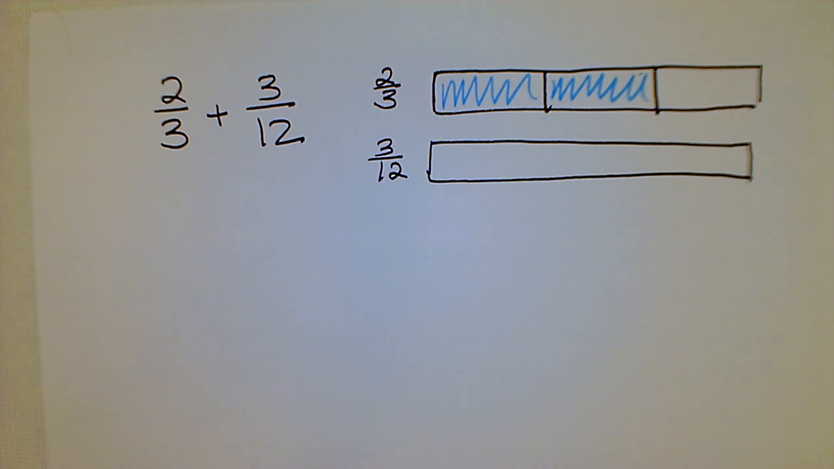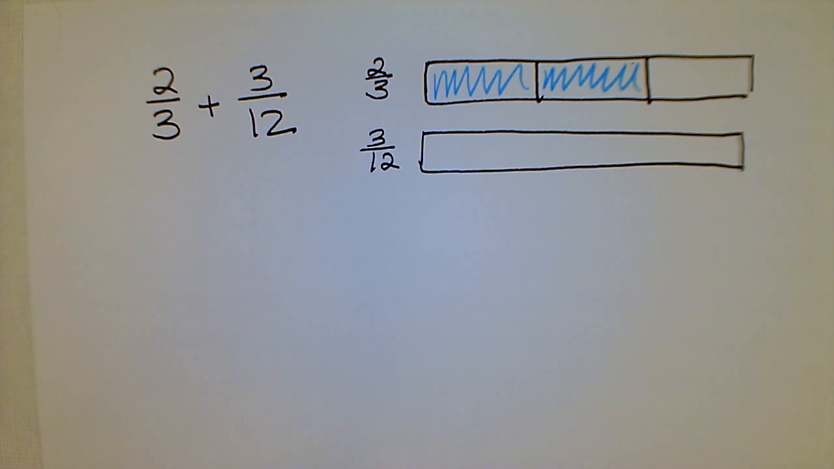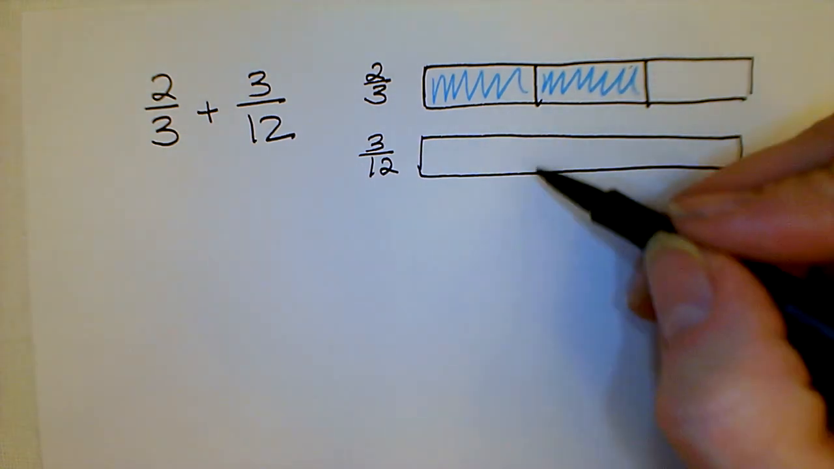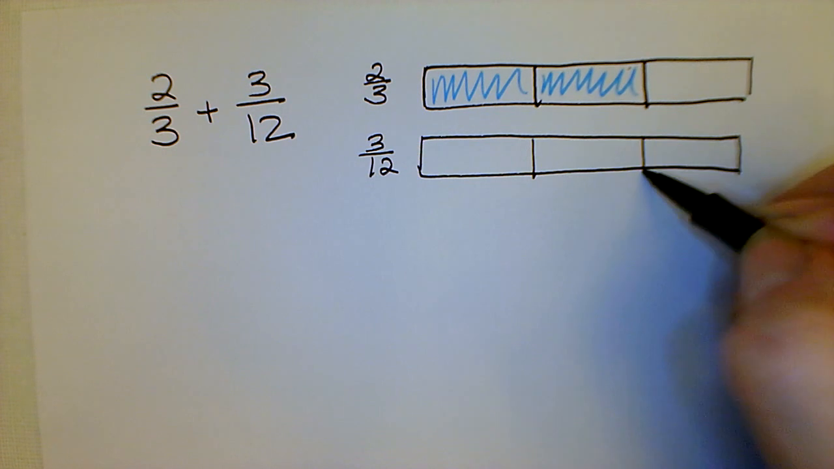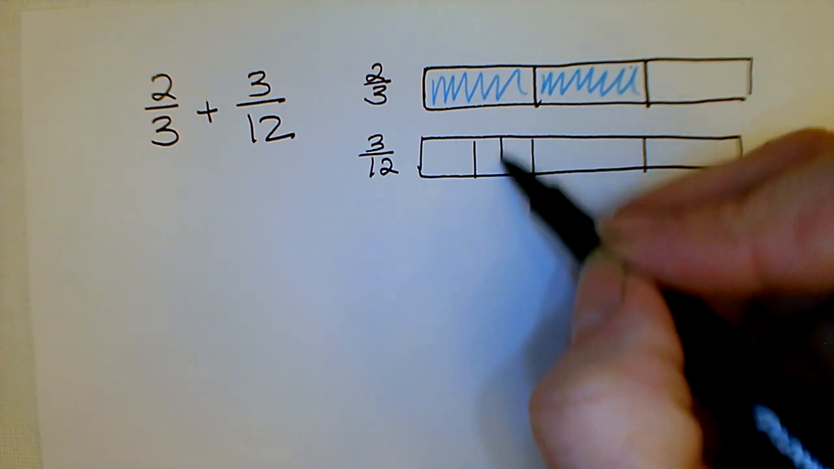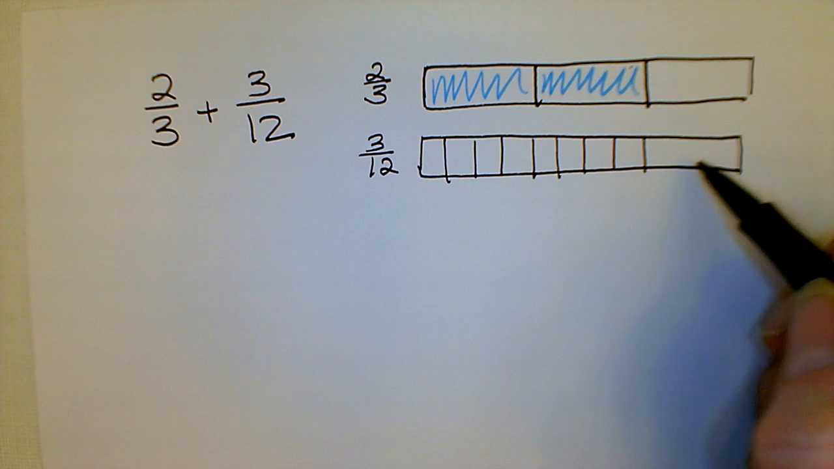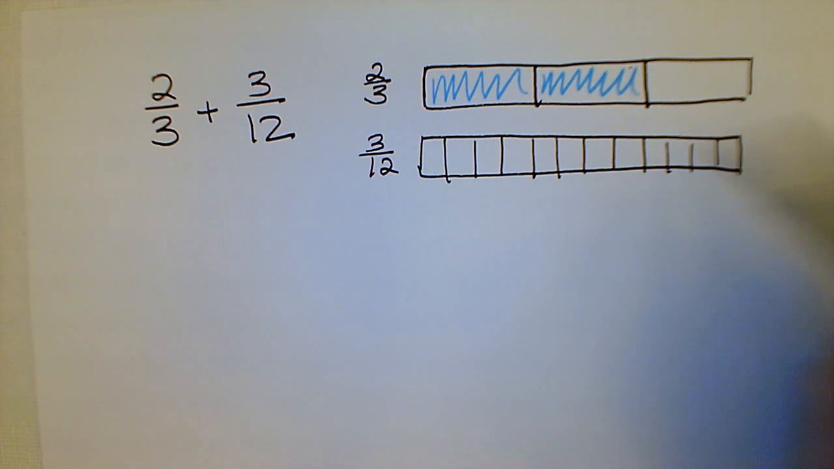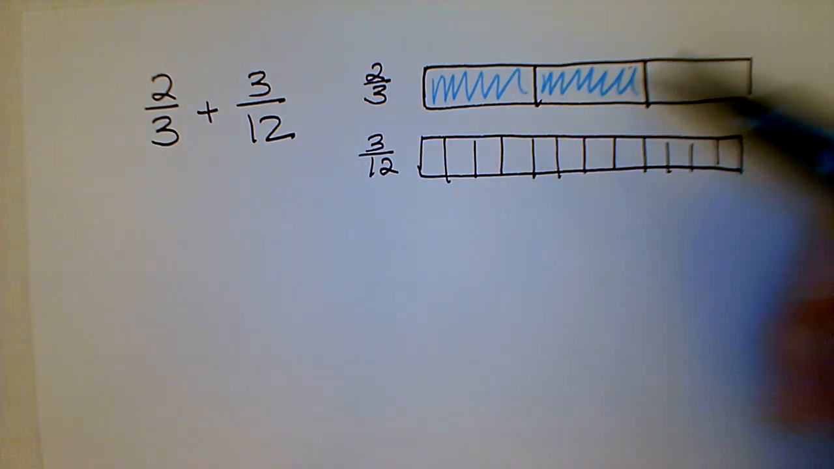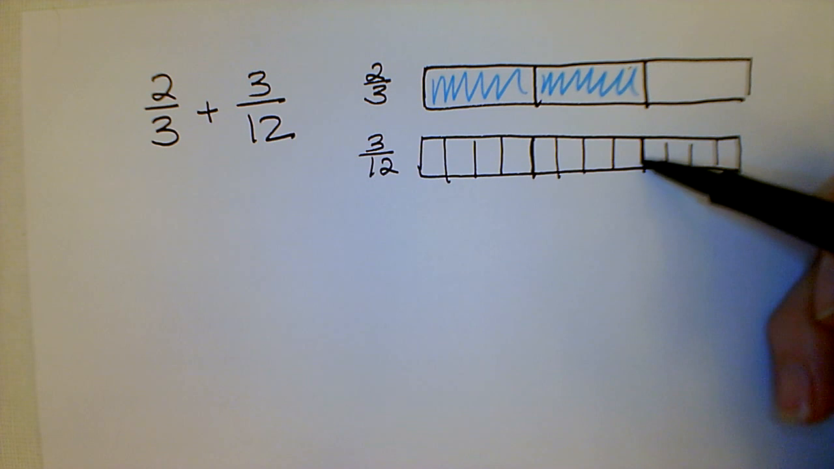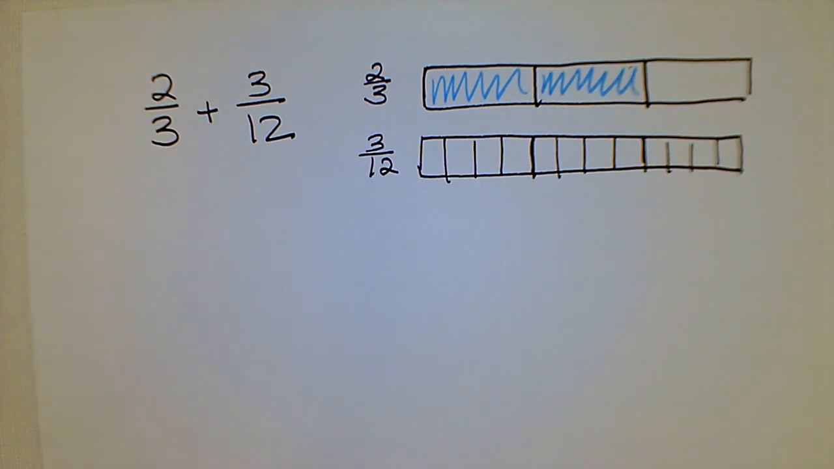Now for my bottom fraction here, instead of cutting it up into thirds, I need to cut it up into 12ths. So I'm going to do my best to make them nice and even. And see, now this is where I get concerned that some of you guys are not the best at cutting these quite so evenly. I'm just going to emphasize these ones that align themselves right there.